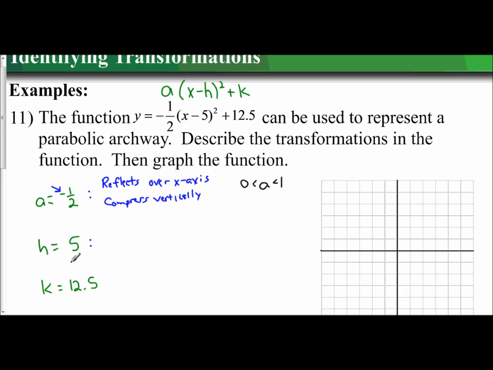Then we go to h of 5. Remember, h is your horizontal, your left movement, your right movement. And since h is positive, we go to the right 5 units. k is your vertical movement, your up, your down movement. And since k is positive, we go up 12.5 units.